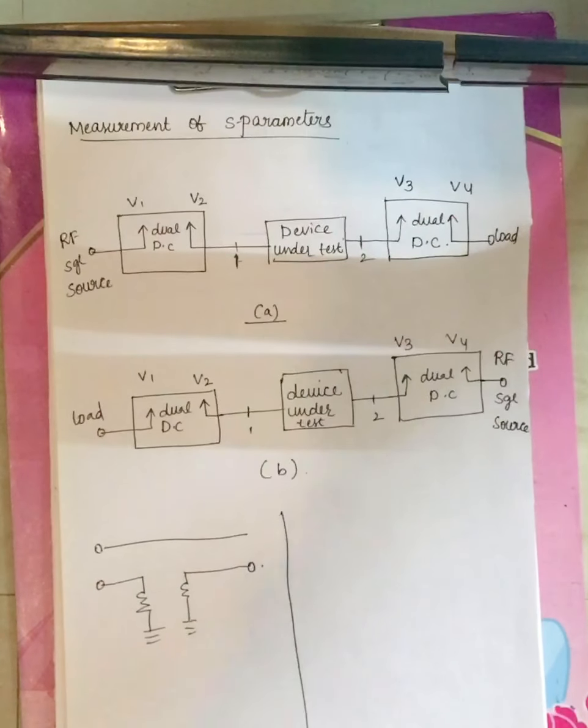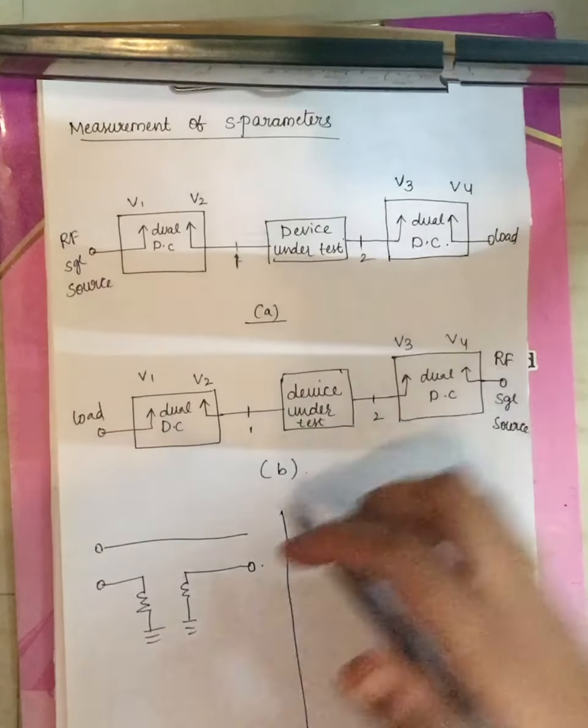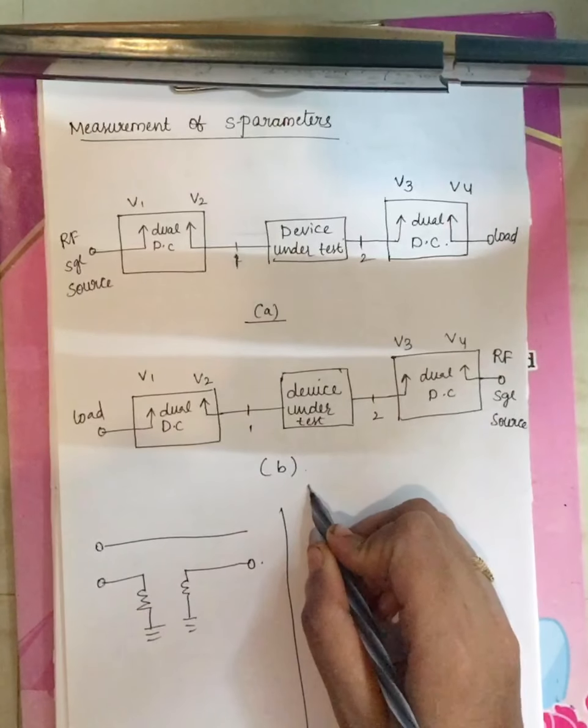Coming to the next measurement, the next type of microwave measurement is your S parameters. We have seen S parameters. Now how to measure S parameters, let us see. For the measurement of S parameters, here also you will have two setups.